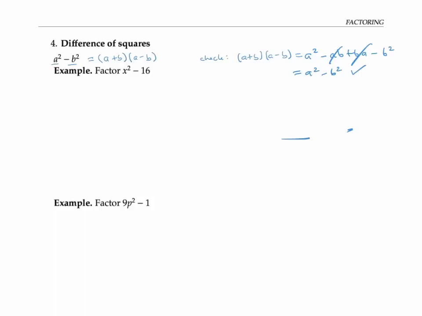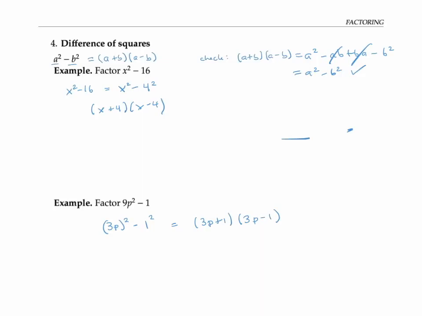So for this first example, if I think of x squared minus 16 as x squared minus 4 squared, then I can see that's a difference of squares, and I can immediately write it as x plus 4 times x minus 4. And the second example, 9p squared minus 1, that's the same thing as 3p squared minus 1 squared, so that's 3p plus 1 times 3p minus 1.